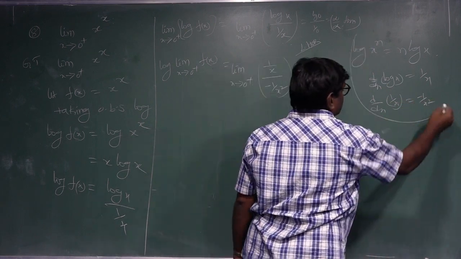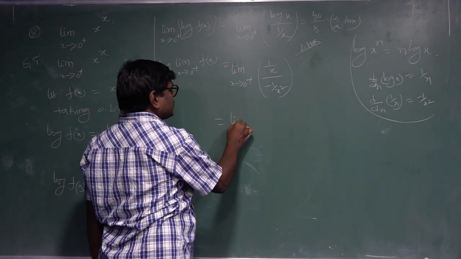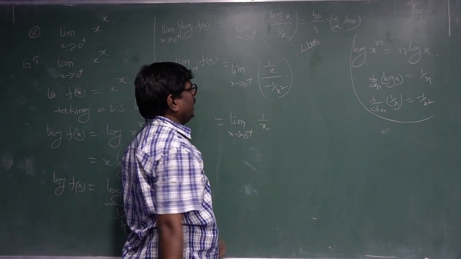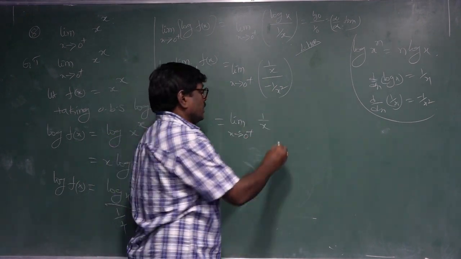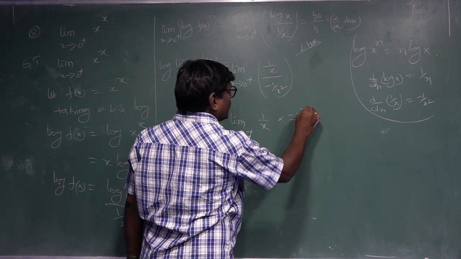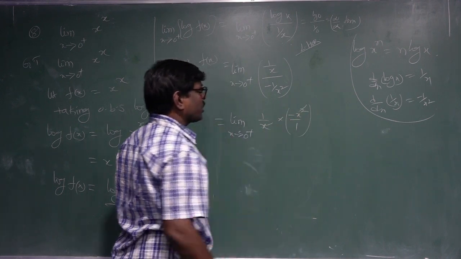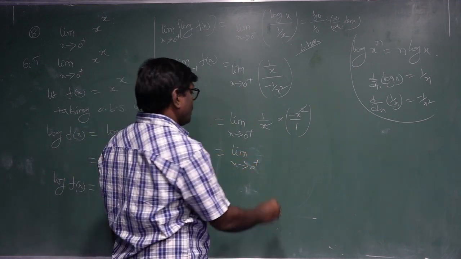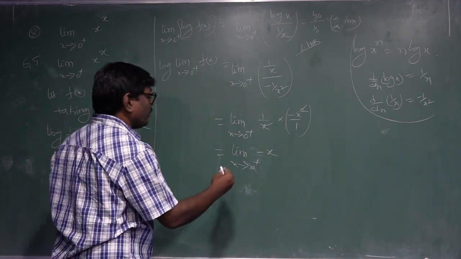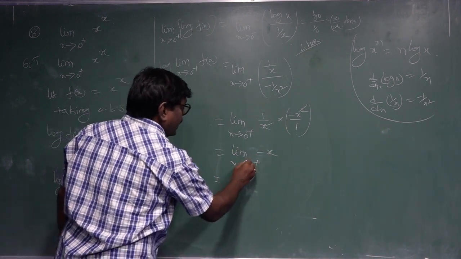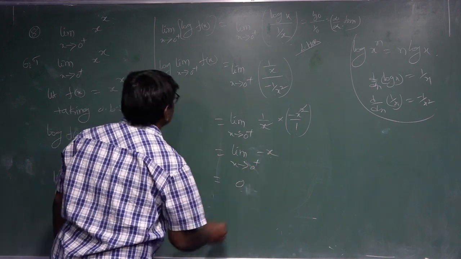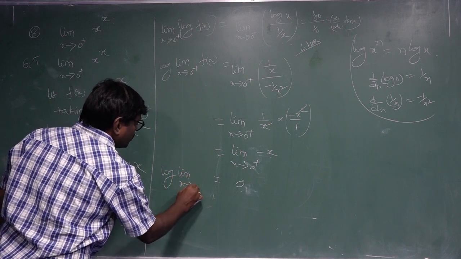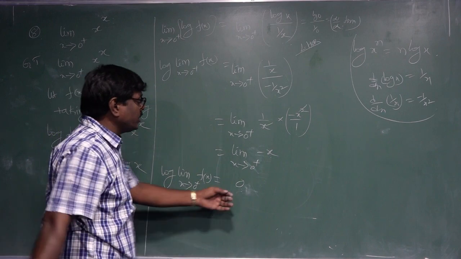Using these formulas, the limit as x tends to 0 plus is 1 by x into minus 1 by x, reversed, into minus x square by 1. The x square cancels. The limit as x tends to 0 plus of minus x, directly applying x equal to 0, the value is 0. So log of the limit as x tends to 0 plus of f of x equals 0.